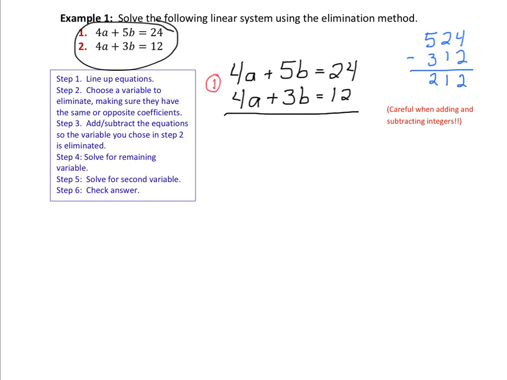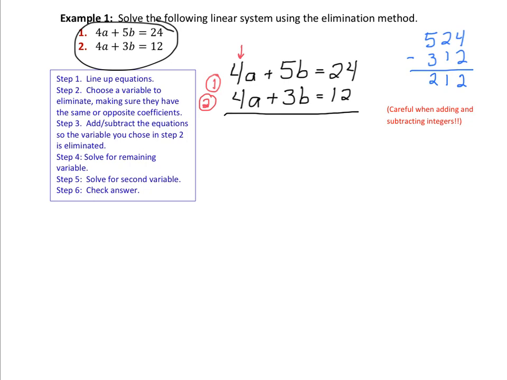Put an equal sign underneath them, and we will be able to add or subtract the like terms in the columns. Now we need to choose a variable in step 2 where they have the same or opposite coefficients. If we look at the a values, the a has a coefficient of 4 in the first equation and a coefficient of 4 in the second equation. Because those coefficients are the same, we can just go ahead and go to step 3. So step 2 is just checking the coefficients.